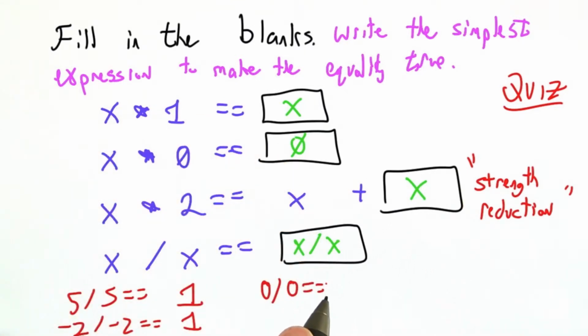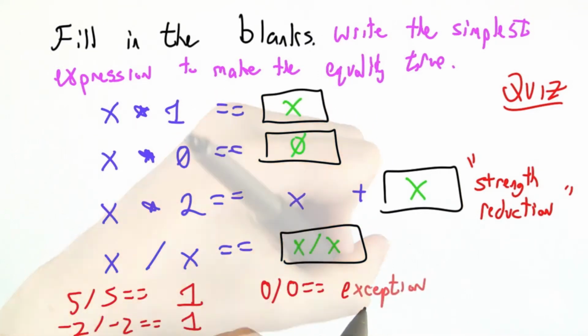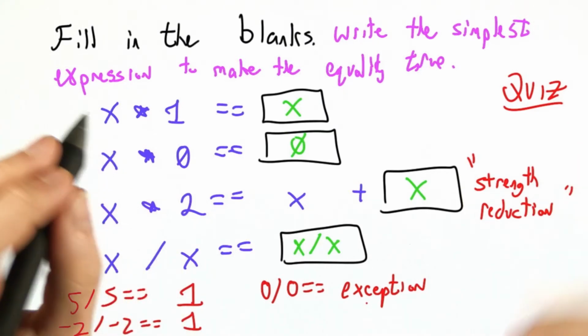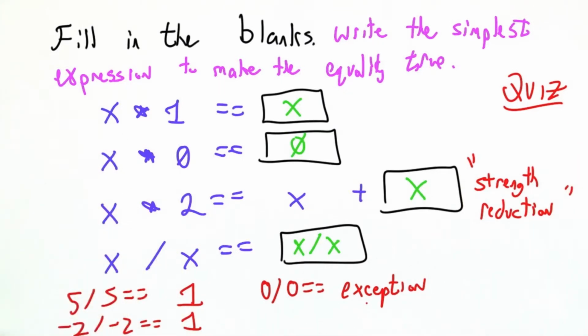0 divided by 0 does not equal 1. 0 divided by 0 raises an exception. And the golden rule of Optimization Club is always keep the same semantics. If there's a possibility that on some inputs we could raise an exception, we can't rule out that exception with our optimization. You think, why would anyone want to divide by 0?